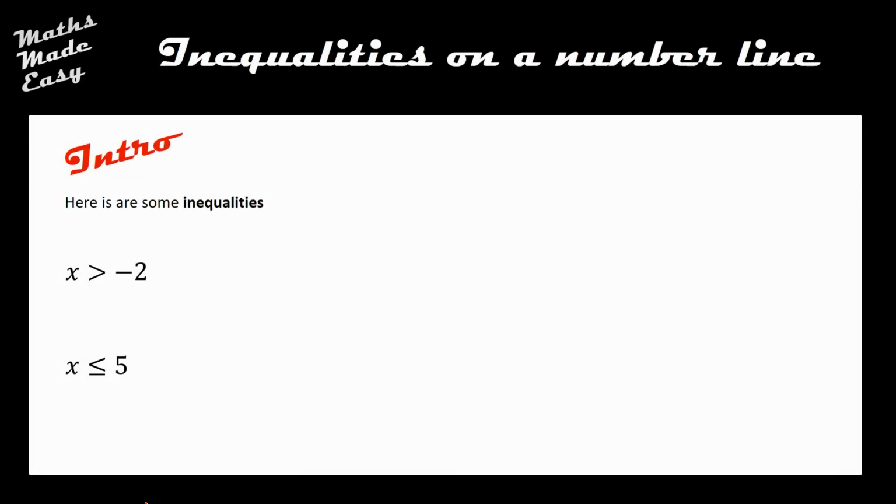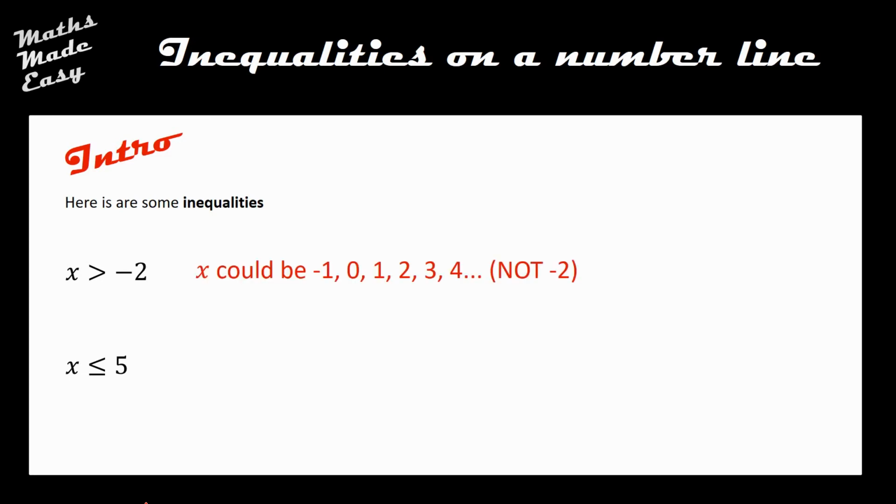Okay, today we're going to have a look at inequalities, but specifically looking at how we represent them on a number line. So I've written down some inequalities. The first one says that x, which can be any number, is greater than -2. The second one says that x can be less than or equal to 5. So let's just take a look at some of the possible values for these.